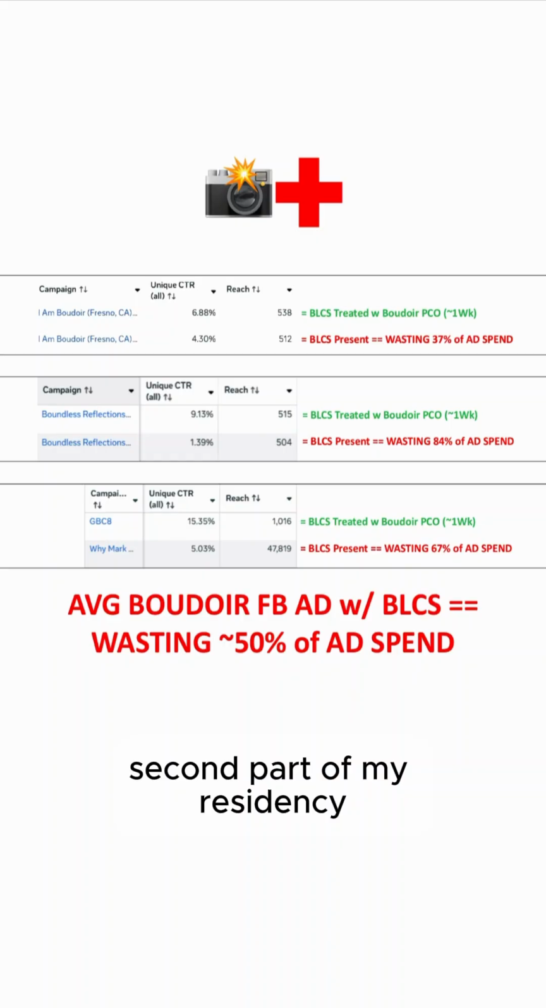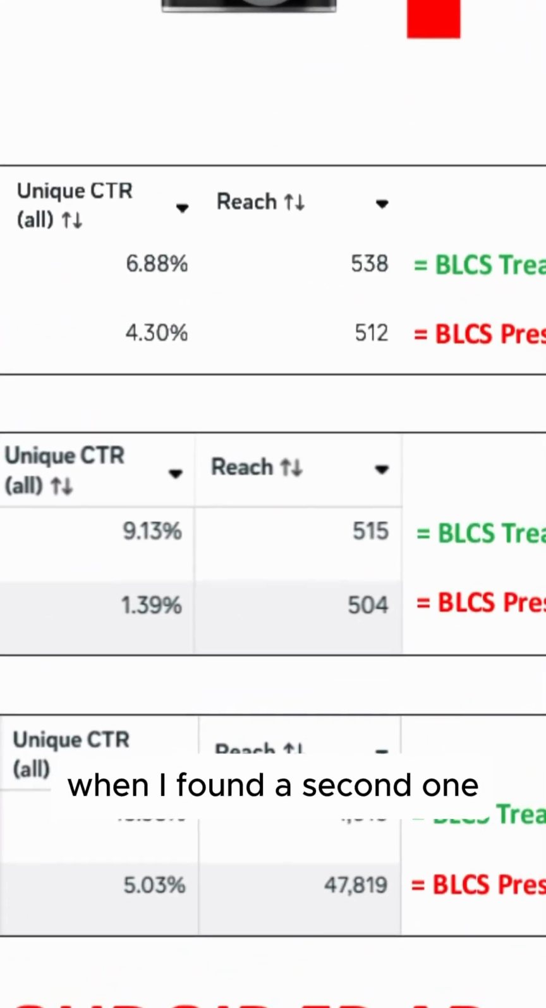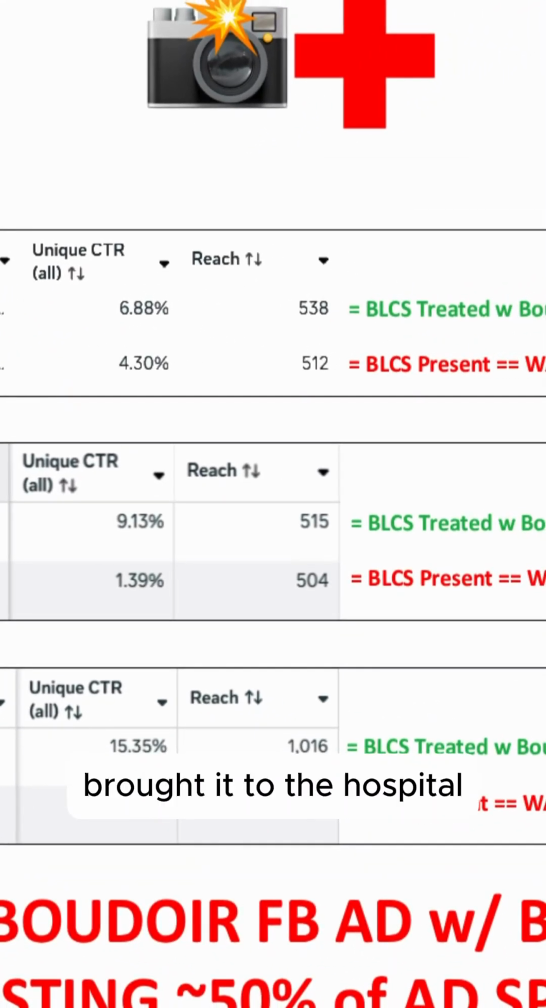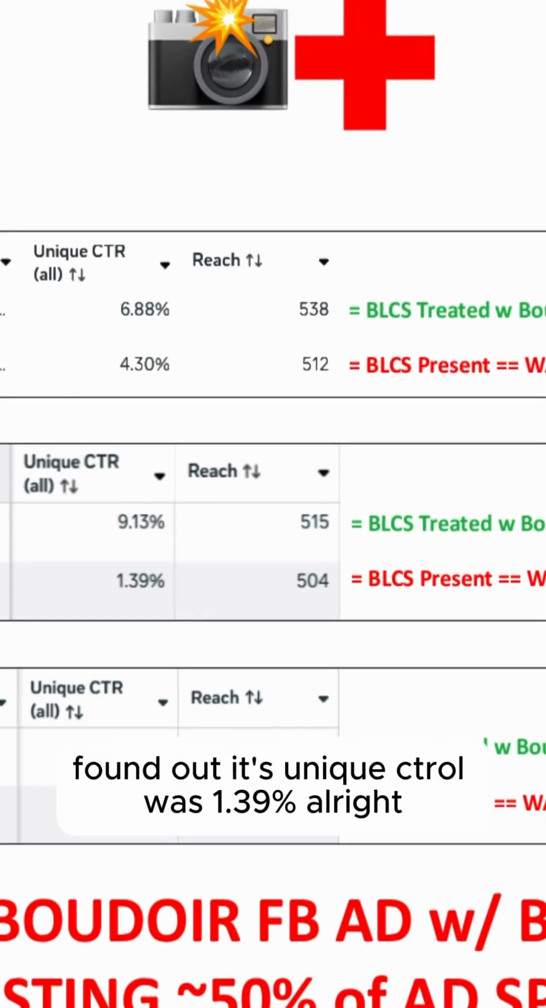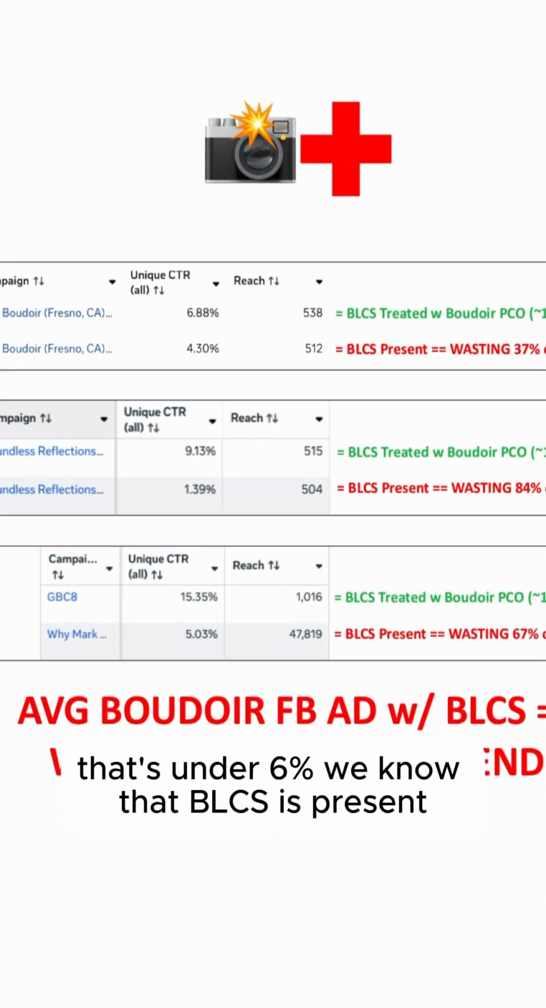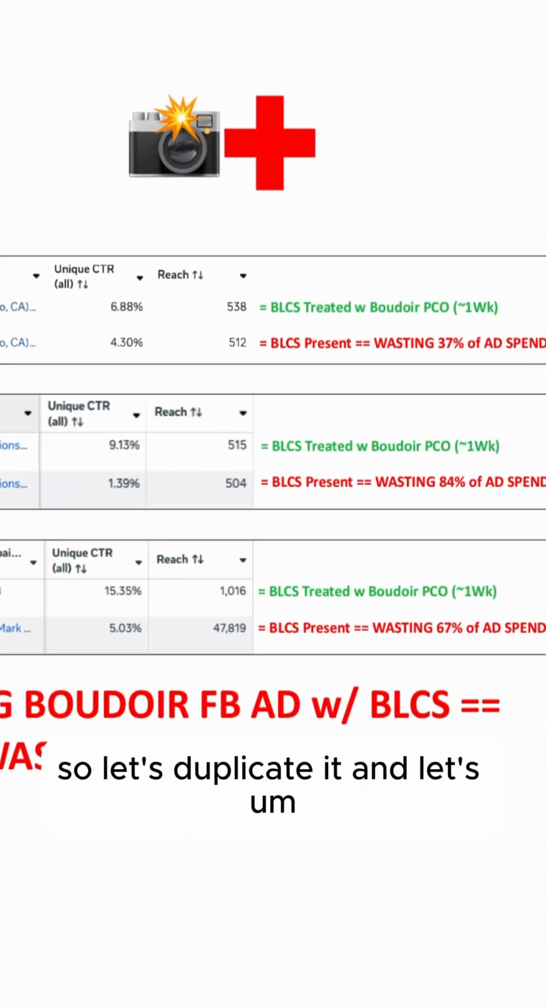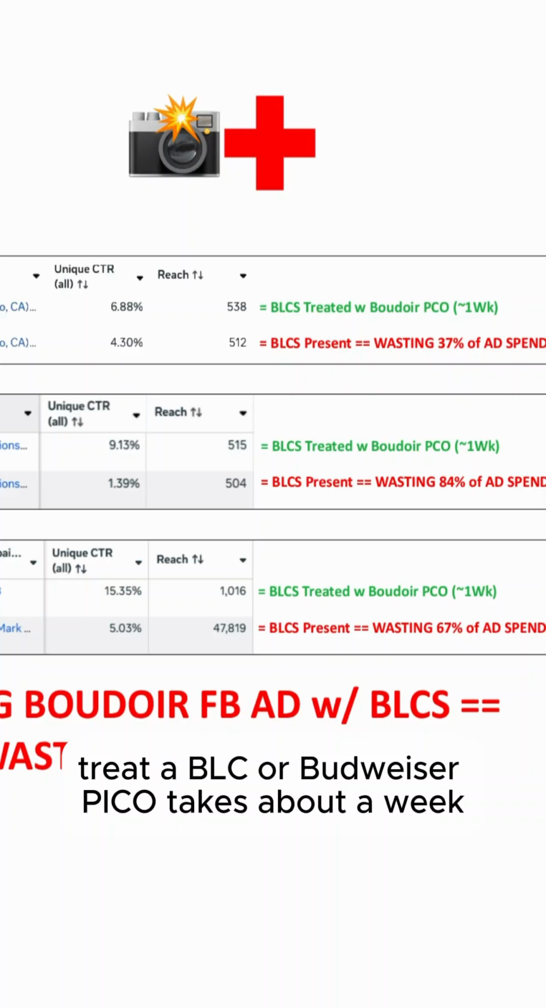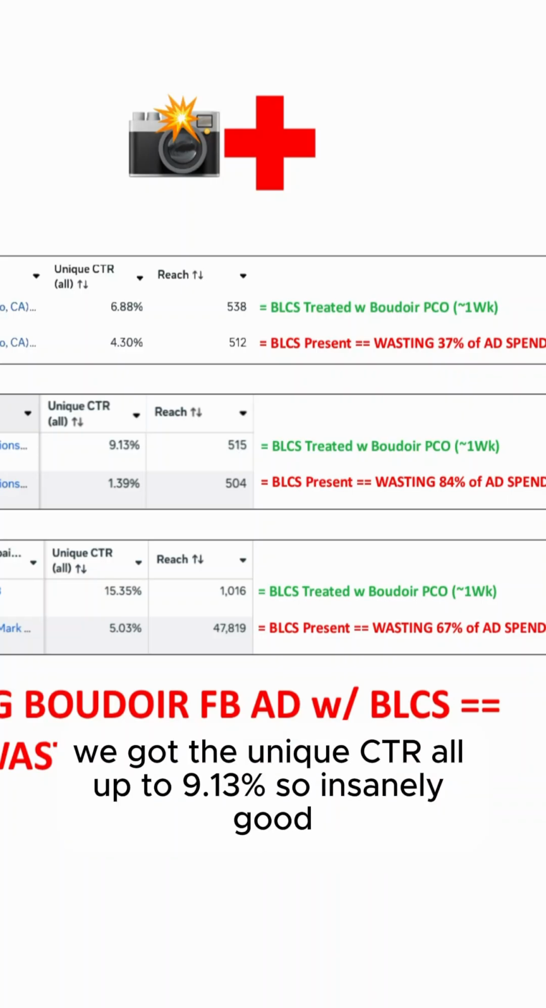Next, second part of my residency, I went out and found a second one, brought it to the hospital, tested it, and found its unique CTR was 1.39%. All right, that's under 6%. We know that BLCS is present. So let's duplicate it and treat it with Boudoir Pico. It takes about a week. So we did that, and we got the unique CTR up to 9.13%. So insanely good.